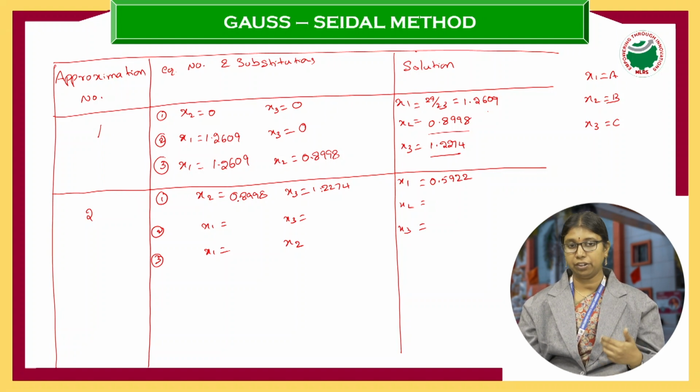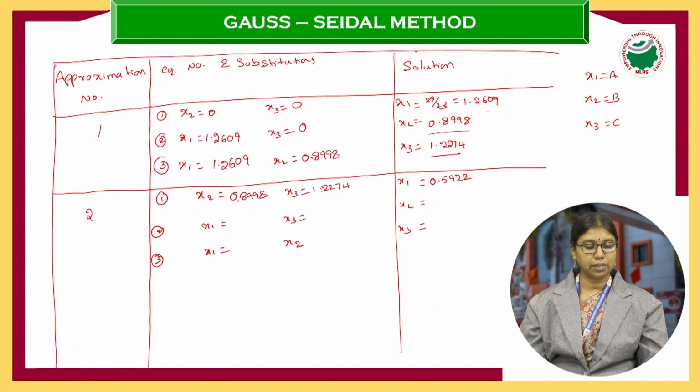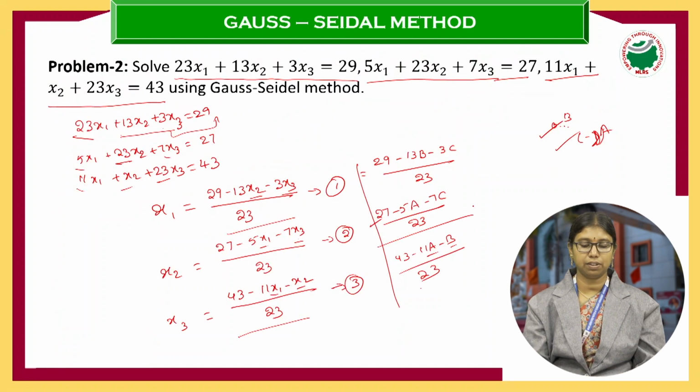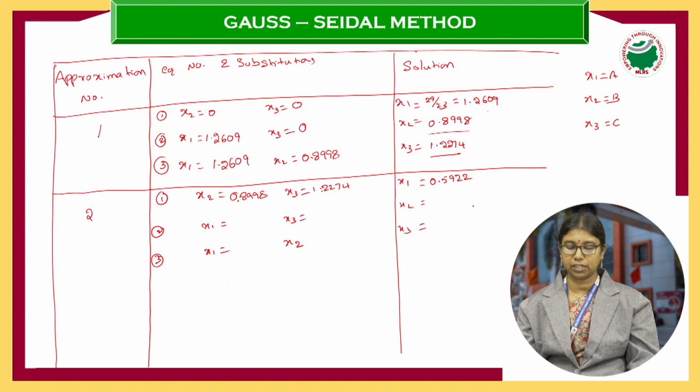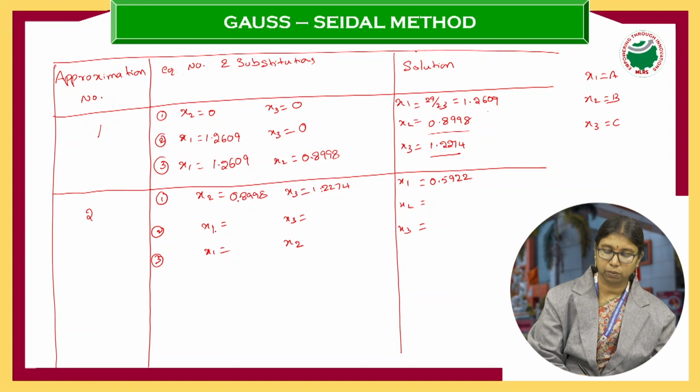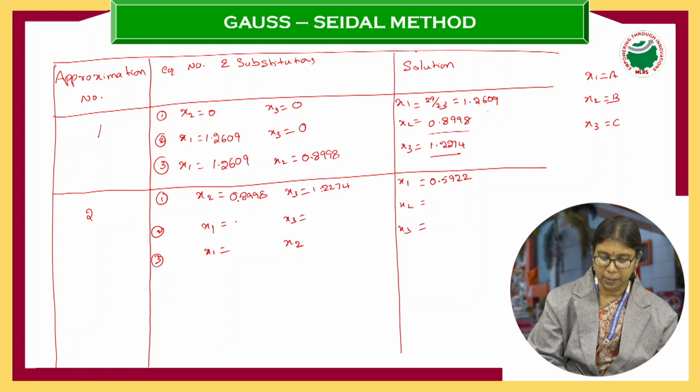Now we have to calculate x2. For x2, again you have to go with the second equation. Press the up arrow 2 times. Then you will get the second equation on the screen, 27 minus 5a minus 7c by 23. Now press the calc button. It asks for the latest value for x1. What is the latest value for x1?